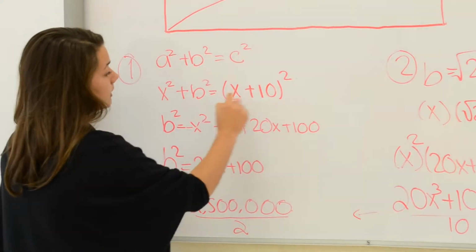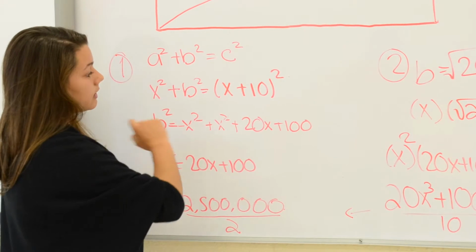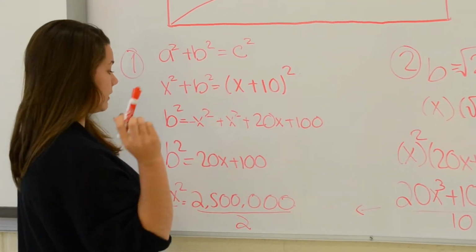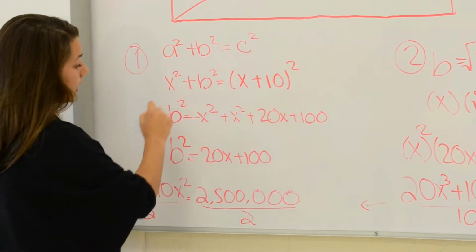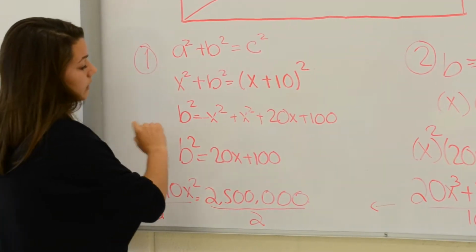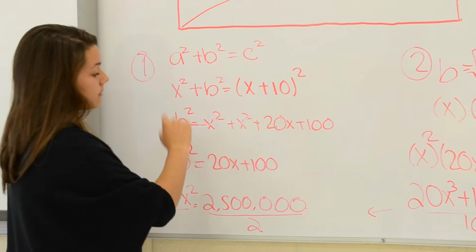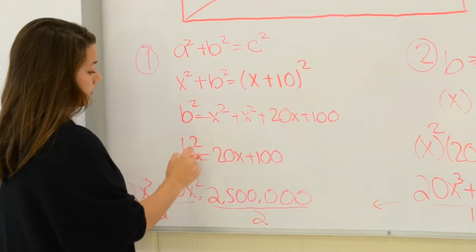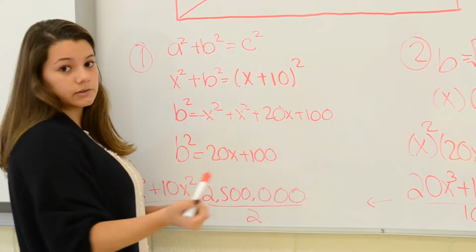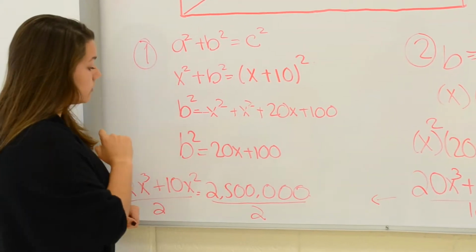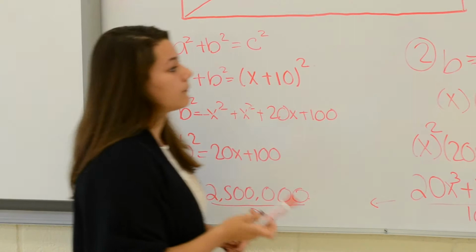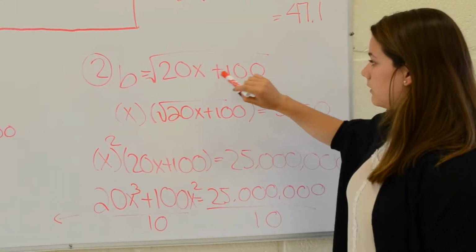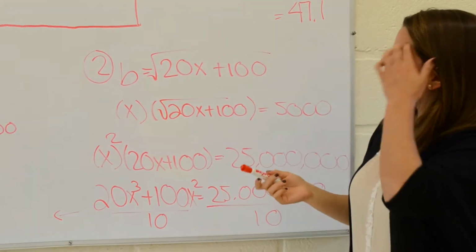Now the way to solve this equation is a squared plus 2ab plus b squared. So now if we isolate b squared, we can eliminate the x's because it's minus x squared plus x squared. So we end up with b squared equals 20x plus 100. The way to eliminate this square is to put a root on 20x plus 100.